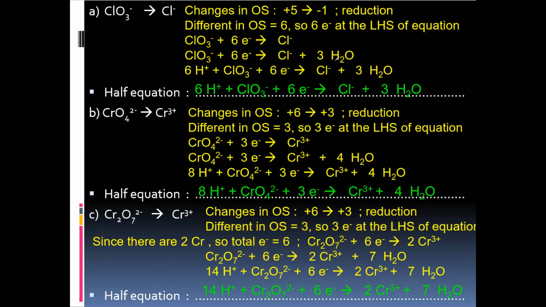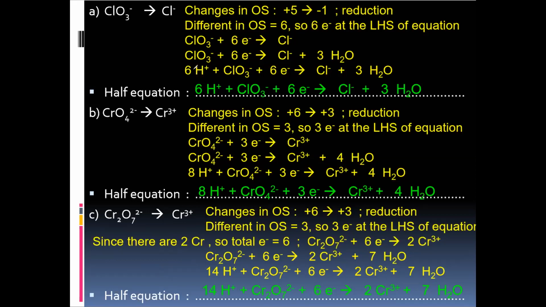But I've created another problem, which is now I have hydrogen on this side of the equation and I don't have hydrogen on this side. So how do I balance the hydrogen on this side? Is by adding hydrogen ion, H+. Is that okay? Adding hydrogen ion to the other side of the reaction.